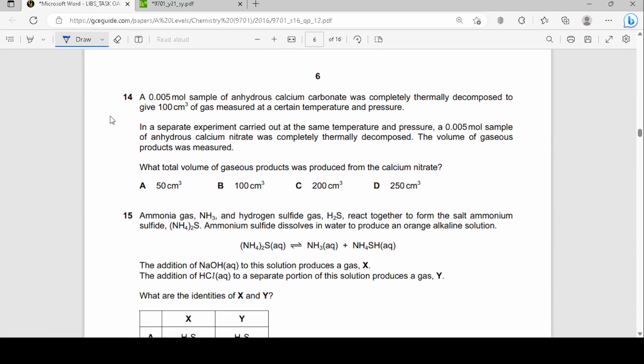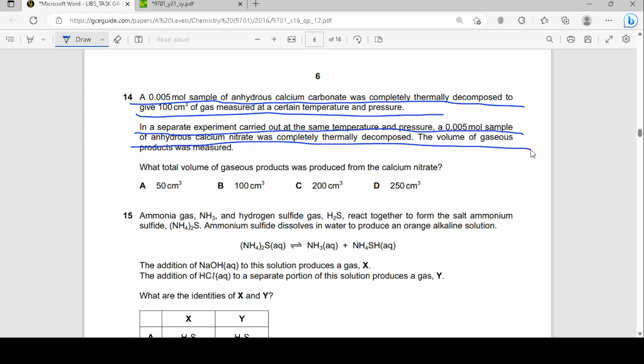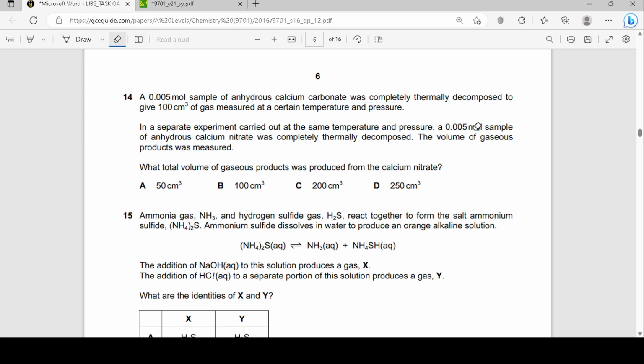let's continue. A 0.005 mole sample of anhydrous calcium carbonate was thermally decomposed to give 100 cubic centimeters of gas measured at a certain temperature and pressure. A separate experiment at the same temperature and pressure: a 0.005 mole sample of anhydrous calcium nitrate was completely thermally decomposed. The volume of gaseous products was measured. What total volume of gaseous products was formed from the calcium nitrate?